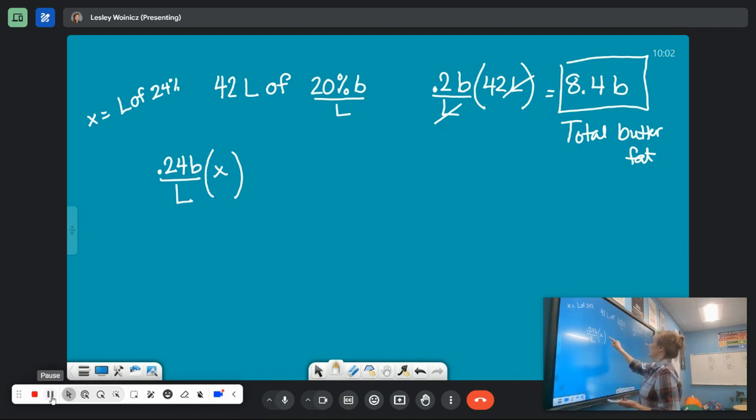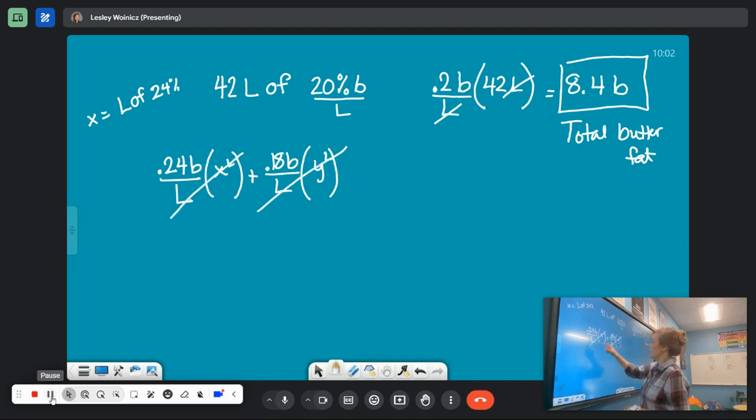Then we also have in that solution the 18%, so 0.18 liters of butterfat per liter. And we don't know how many of those we need either, so that's our Y. So we'll have Y liters of that. If X is liters and Y is liters, then my liters are going to cancel, and I'll just have butterfat plus butterfat equals my total butterfat, 8.4.